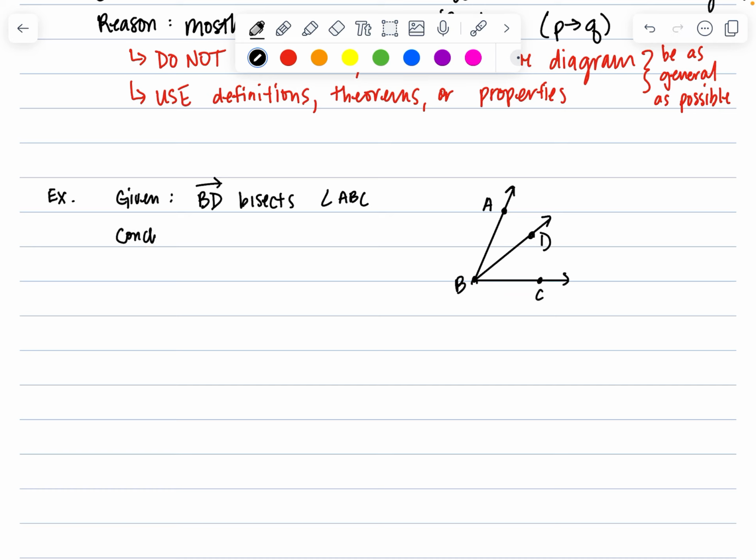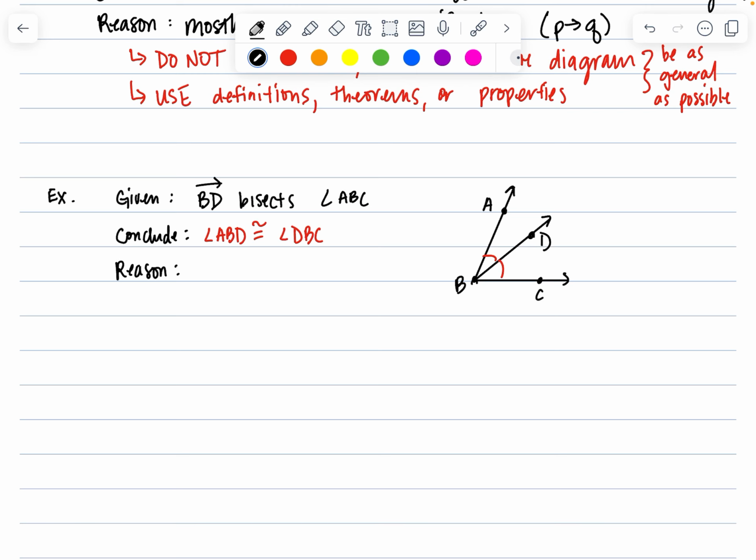We could ultimately conclude what? So we've been doing this for a while now. Well, what is the conclusion of a ray that bisects an angle? We get two congruent angles. More specifically, we could say these two angles are congruent. We could say angle ABD is going to be congruent to angle DBC. Okay? And then the reason.